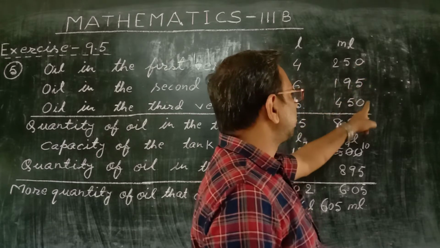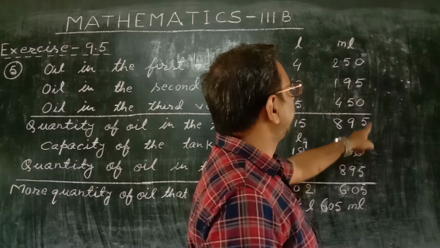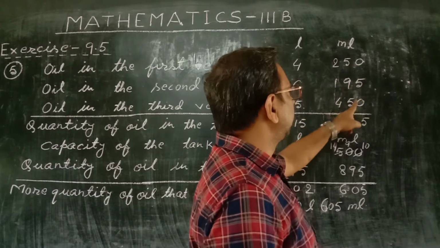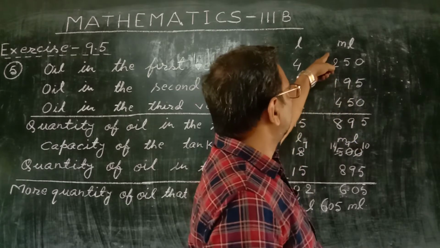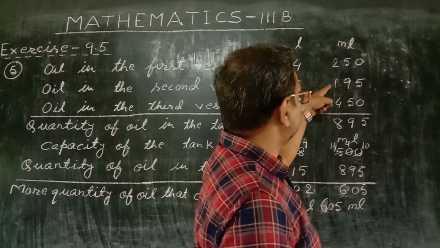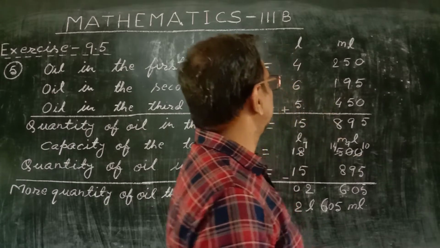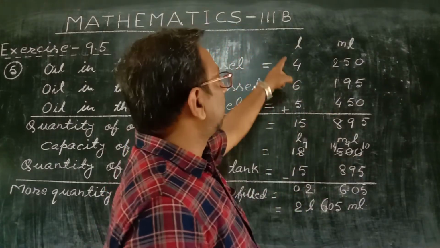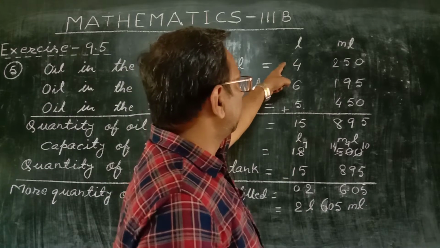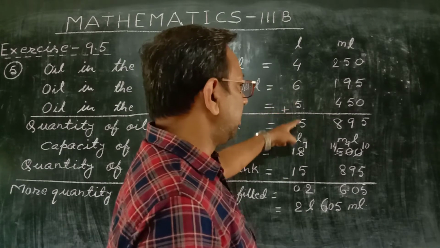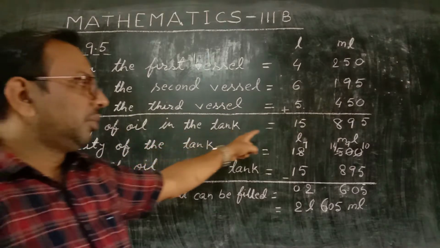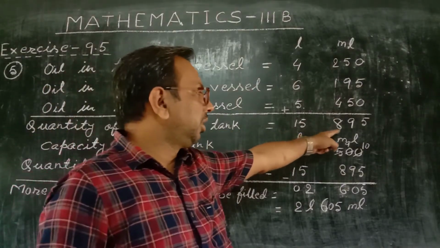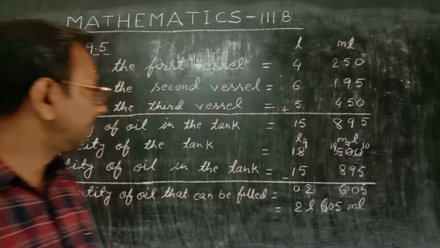0 plus 5 plus 0 equal to 5, 5 plus 9, 14, 14 plus 5, 19, carry 1 and 2, 3, 3, 1, 4, 4, 8. Now you come to the column of liter to add all these 3, 4 plus 6, 10, 10 plus 5, 15. So the quantity of oil in the tank equal to 15 liter 895 milliliter.